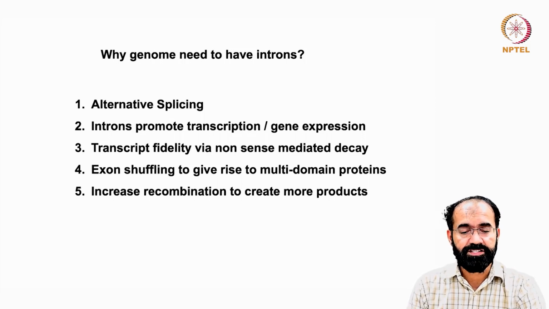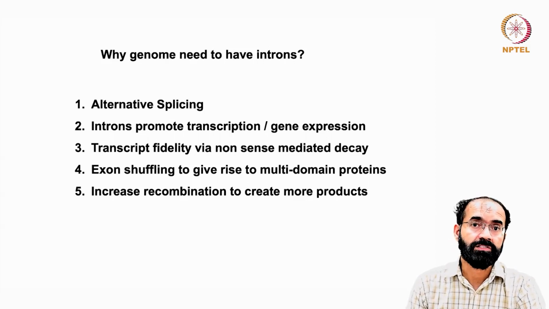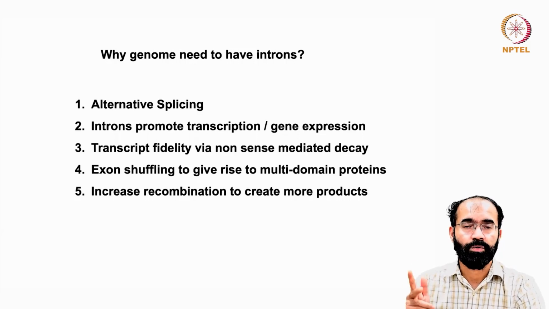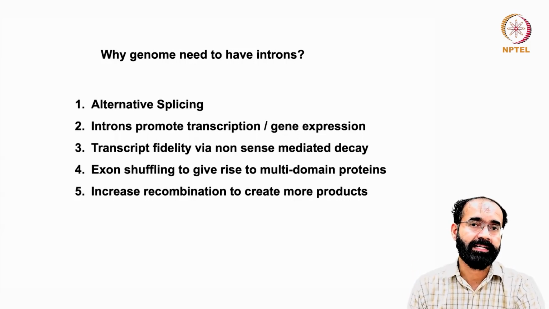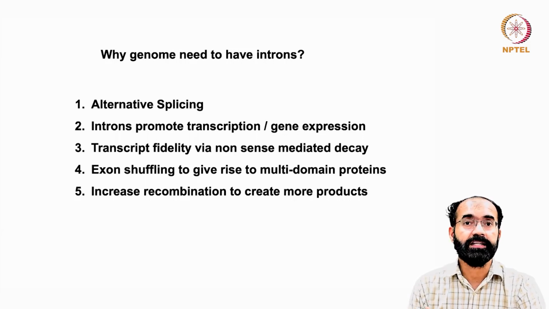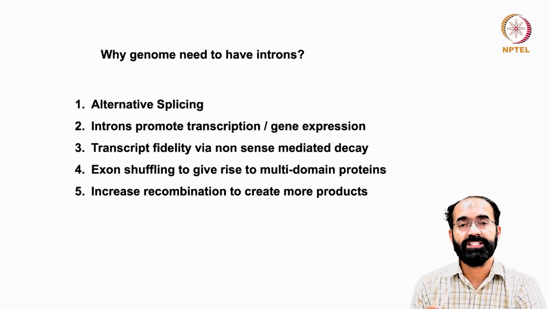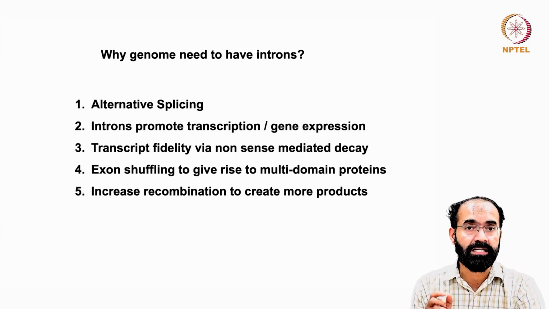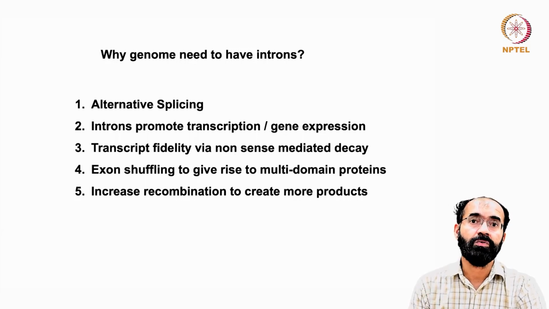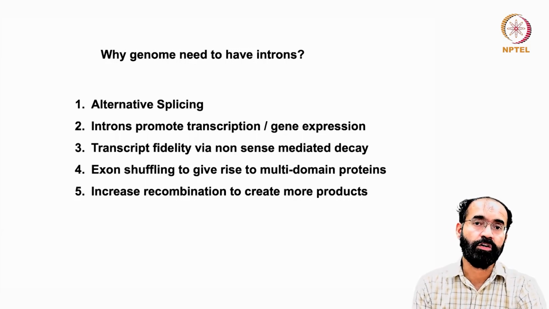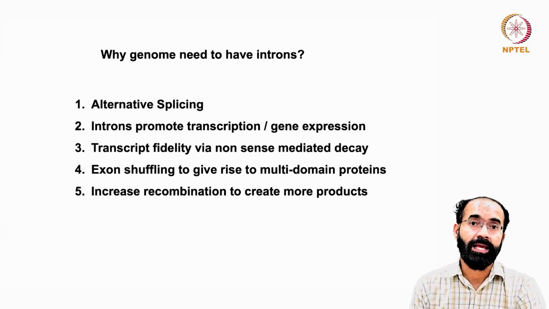And then another function is to increase recombination to create more products, because if you have introns, that can promote recombination. Recombination means you can cut it and then get integrated elsewhere. Because if you cut in the exon, there is a good chance that you disrupt the gene, because we have seen when we studied splicing that it has to be single nucleotide precision, so it will not tolerate variation. So it is very important that introns allow recombination. It can also incorporate a portion of intron elsewhere.